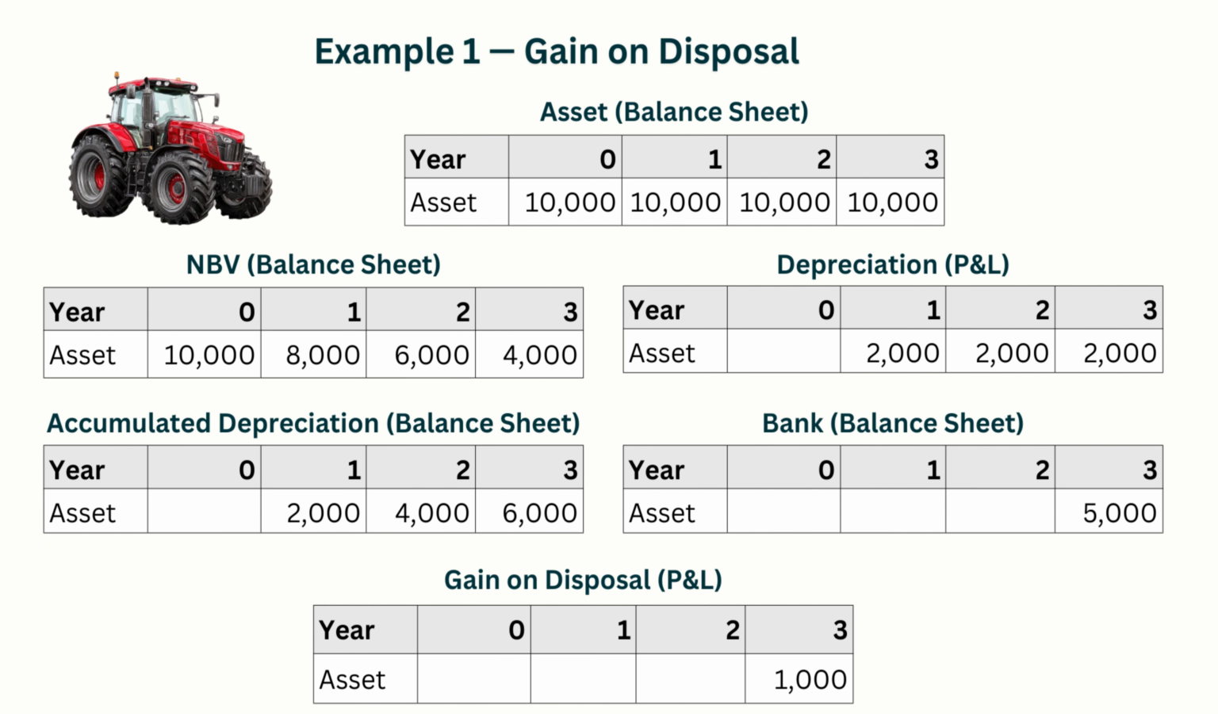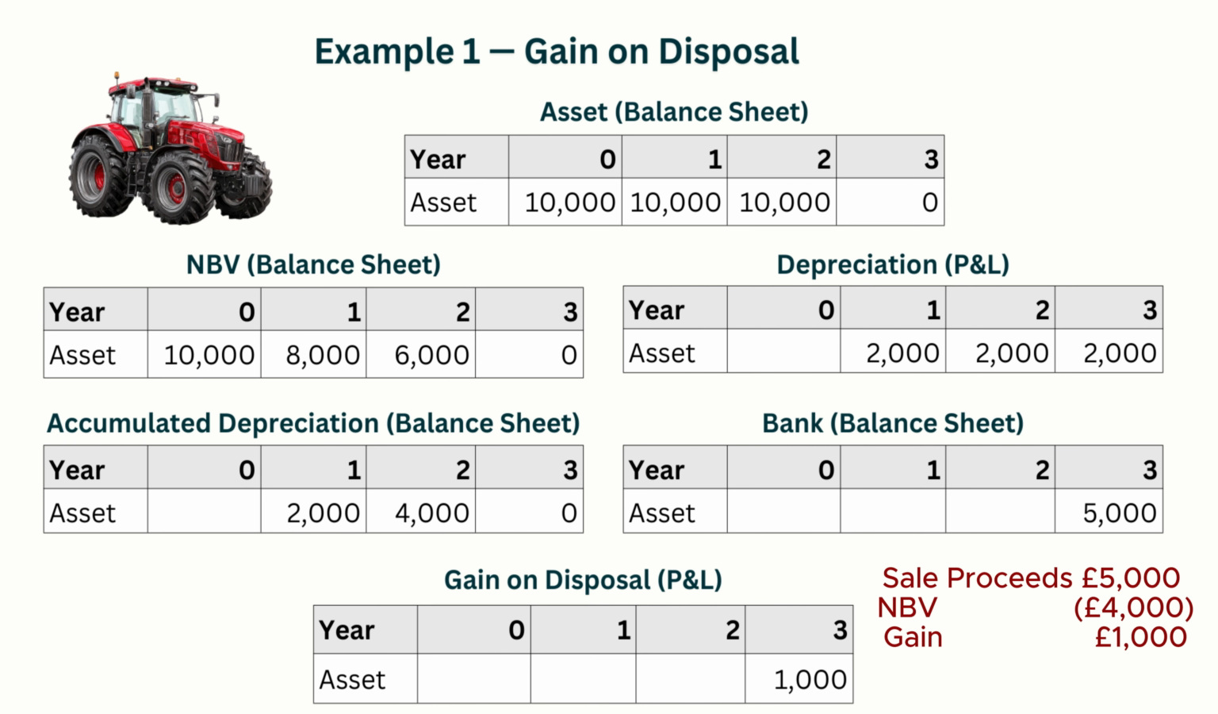When we sell the asset at the end of year 3, we receive £5,000. And finally, the gain of £1,000 appears only at year 3, the year we sell the asset, and this goes into profit or loss account. We calculate this gain using formula sale proceeds minus net book value equals £1,000 gain on disposal.